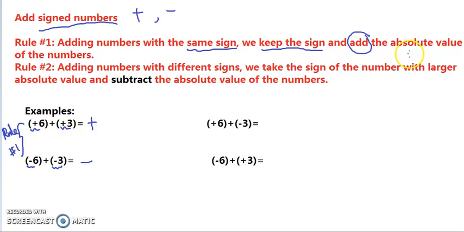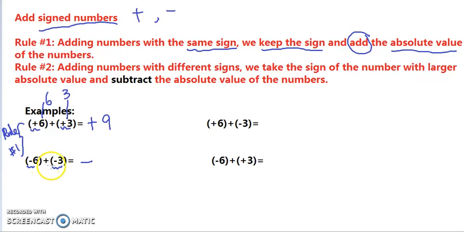Absolute value, we know, means to get rid of the sign. So if we say positive 6, we can think of it as 6. The absolute value of positive 6 is 6, and the absolute value of positive 3 is 3. So we add these two numbers, 6 and 3, and we get 9. Similarly, we can use the first rule to do the second example.